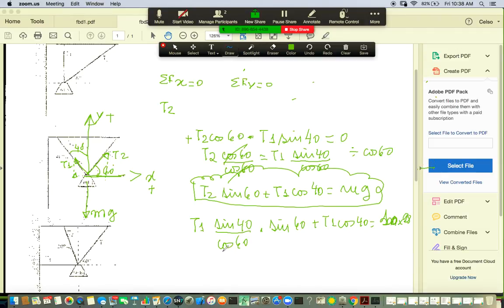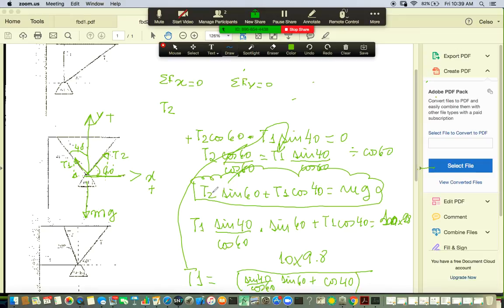And then we can find T1. I'm not going to do all the calculation. I don't have a calculator here, and that's not the point, but you could do it later. It's going to be that divided by sine of 40 over cosine of 60 times sine of 60 plus cosine of 40. And then once you find T1, you plug it in here to find your T2.